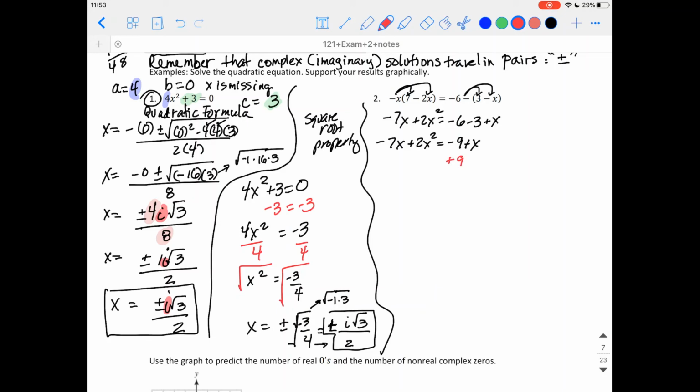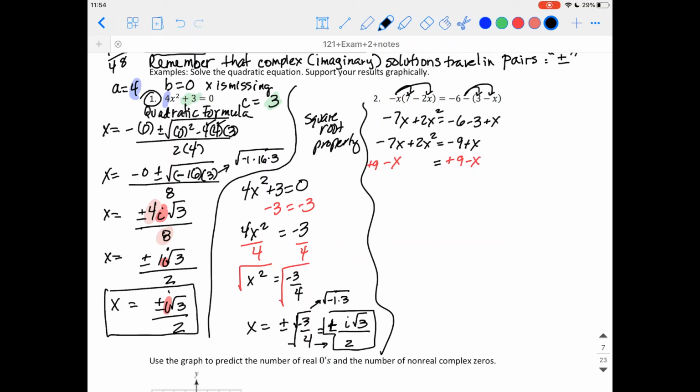And it doesn't combine with anything, so I'm going to put it over here. And then I'm going to subtract x from both sides, and it's going to align with the minus x. And I get equal to right here. And so I'm going to start putting them in descending powers of x.